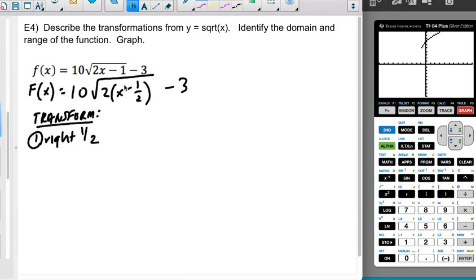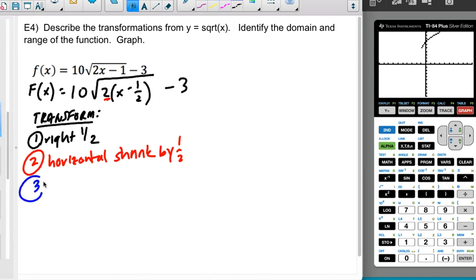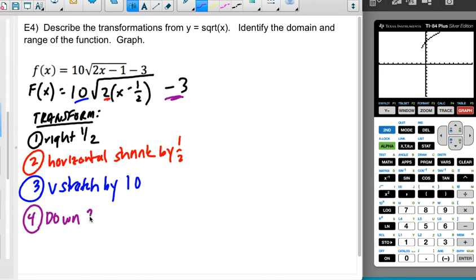The second thing that's going to happen is this horizontal shrink, so horizontal shrink by 1/2, because it's 1 over whatever that number is, right? The third thing that's happening is a vertical stretch by 10, right? And then the last thing that's happening is this minus 3, so down 3. All right, so those are my transformations.